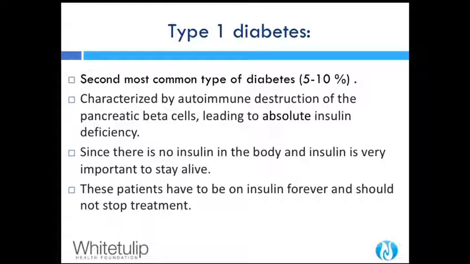Type 1 diabetes is the second most common type of diabetes, making up 5 to 10% of diabetes diagnoses. In type 1 diabetes, there is an autoimmune destruction of the pancreatic beta cells. So the body self-destructs its own cells producing insulin in the body, which leads to absolute insulin deficiency. Since there is no insulin in the body, and insulin is very important to stay alive, these patients have to be on insulin forever and should not stop treatment. If they stop treatment, they can die even in a few days.